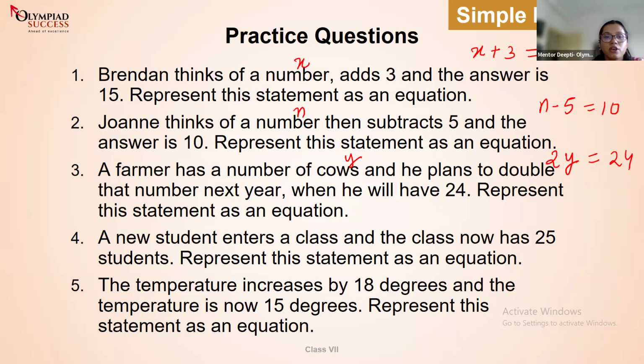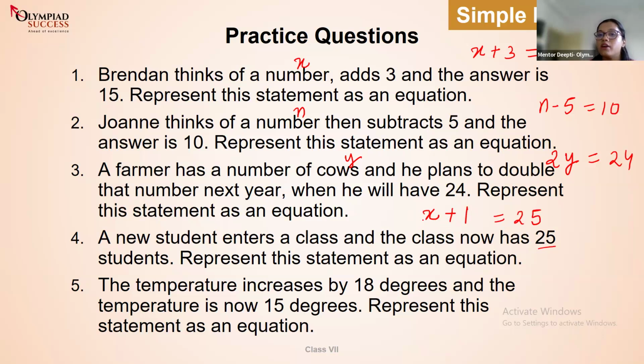For question number 4, a new student enters a class and the class now has 25 students. So the total students are 25. A new student has entered, so I will not let X be the new student. I'll let X be the previous number of students. Now one more student adds up to the class, and the class now has 25 students. So this will be the equation.